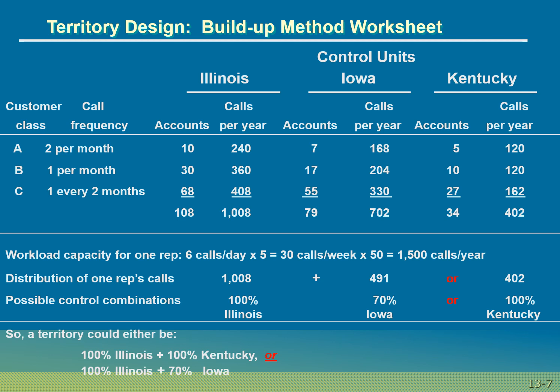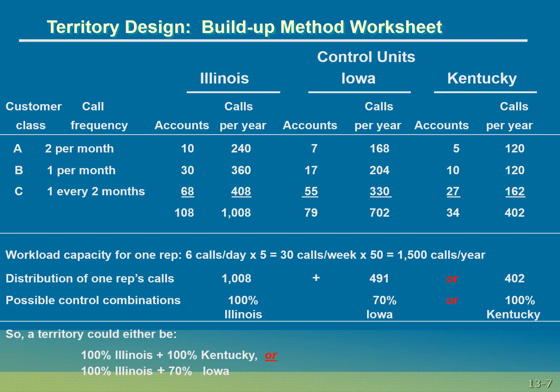And then there are three classes of customers: customer A, customer B, and customer C. For each class of customers, the call frequency is different. For type A customers, you need to pay a visit to them two times per month. Every two weeks, you need to go visit them.